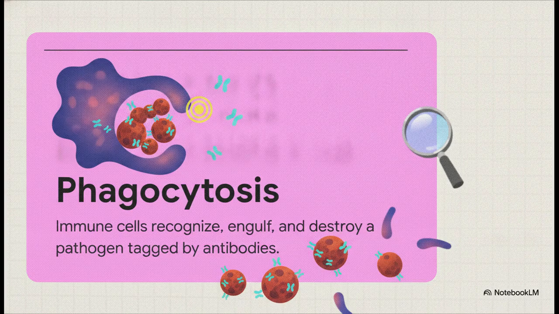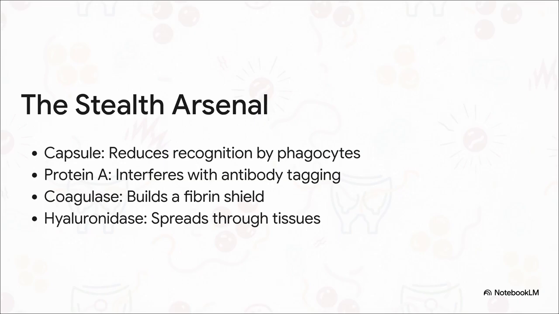Normally, host antibodies tag a pathogen. That's called opsonization. It's basically a homing beacon so the host's immune cells, the phagocytes, can recognize, engulf, and destroy the invader, which is phagocytosis. Staph aureus survives by completely hijacking this exact process. Check out this stealth arsenal.